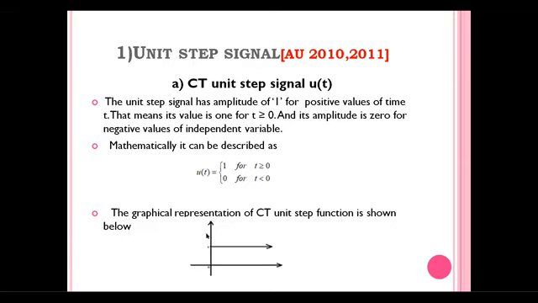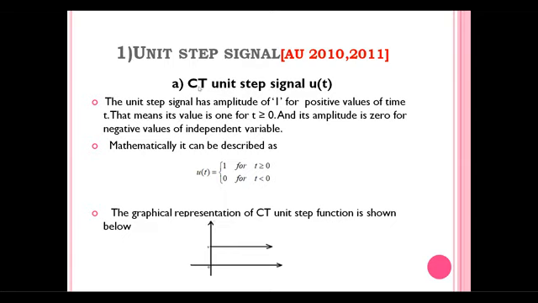So how do we represent this unit step signal mathematically? The unit step signal is mathematically described as u of t equal to... how to describe this function? u of t has amplitude 1 whenever the time t is greater than or equal to 0. So for time t equal to 0 to infinity, the signal has amplitude 1. For time t less than 0, the signal has 0 amplitude. This is the mathematical description of the unit step signal.